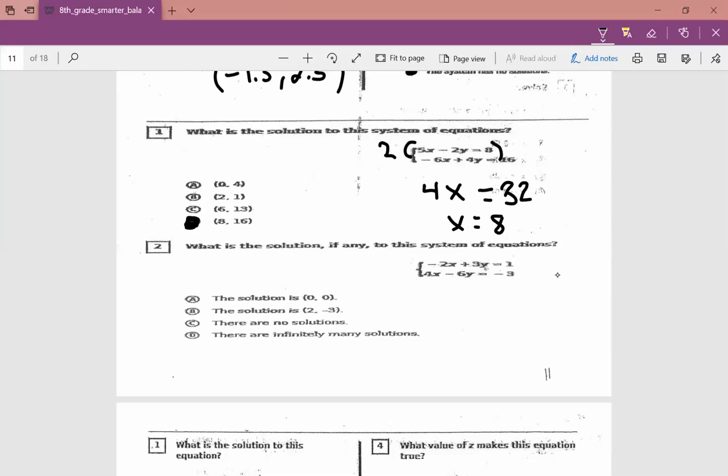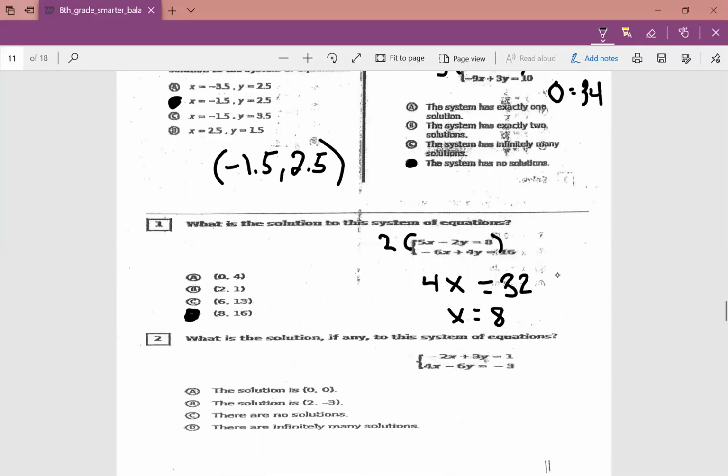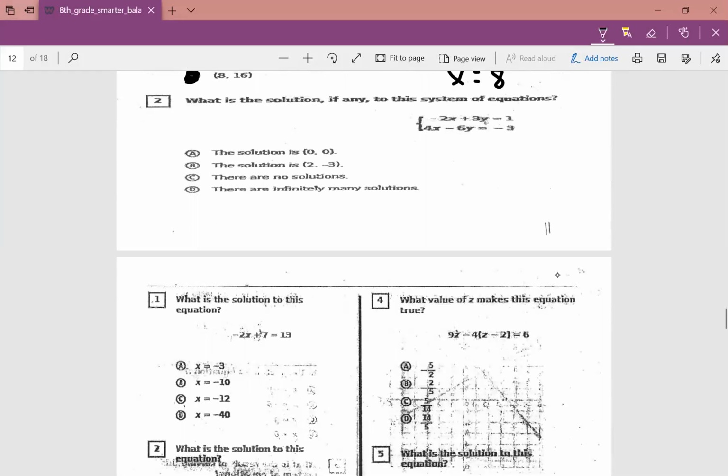Now we are on to, this is still page 11. We're just going on to question number 2. What is the solution, if any, to the system of equations? Correct answer is C. There are no solutions. Once again, you're going to multiply the top equation by 2, then add them together. And you should get something like 0 equals negative 1, because when you multiply the top by 2, it cancels those, but then it also cancels those. 0 equals negative 1. Therefore, there are no solutions.